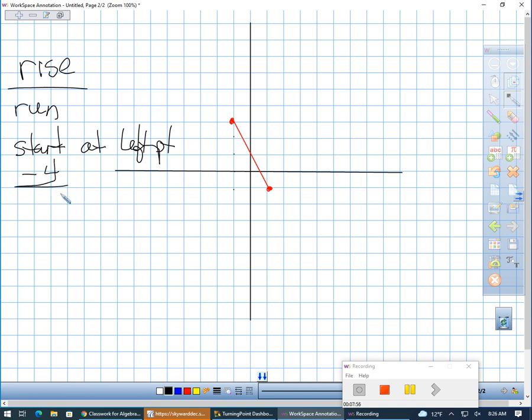And we always run to the right. Now, count right. So from here, we're counting 1, 2 to the right. So our slope is going to be negative 2.